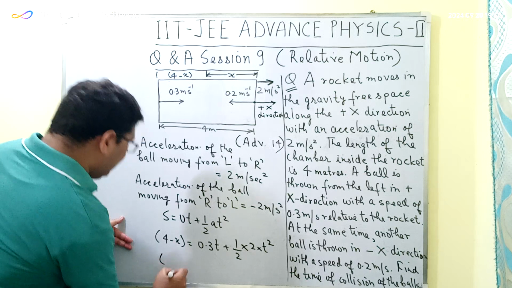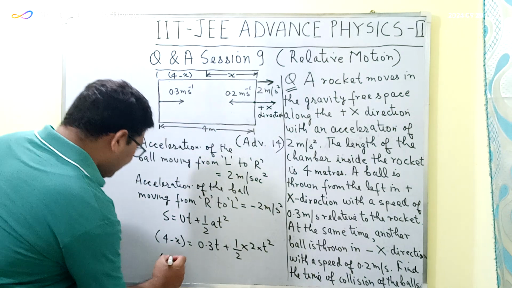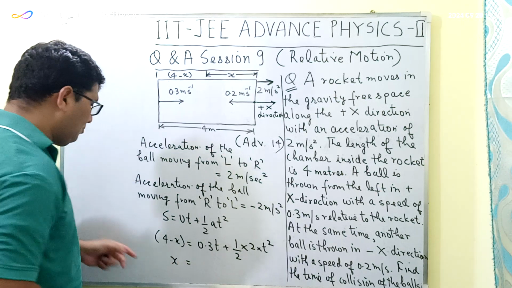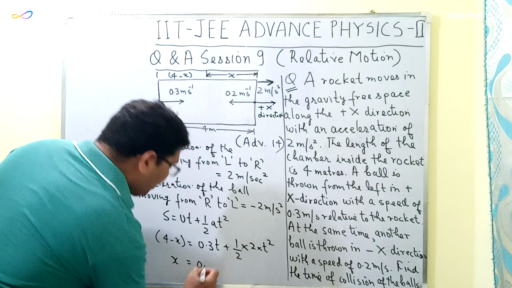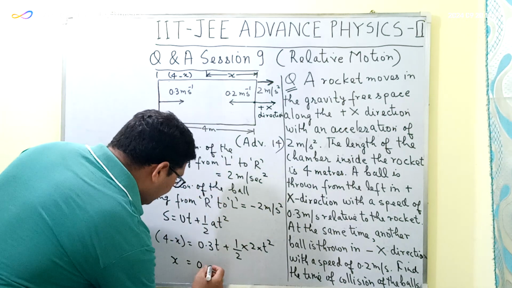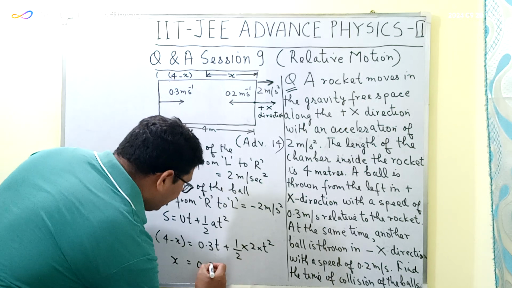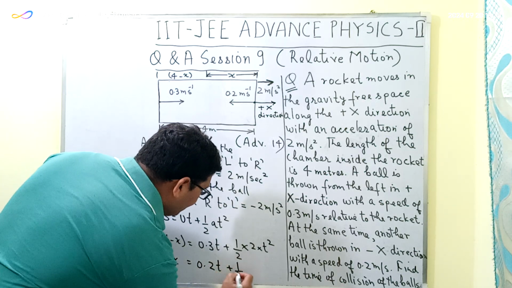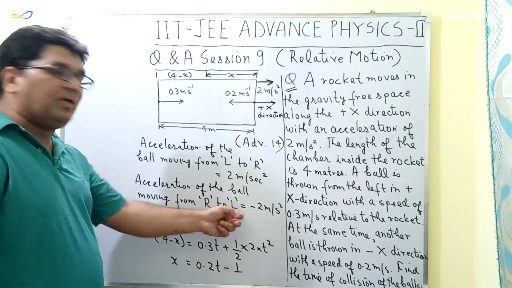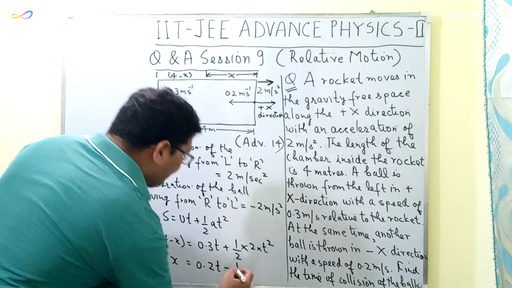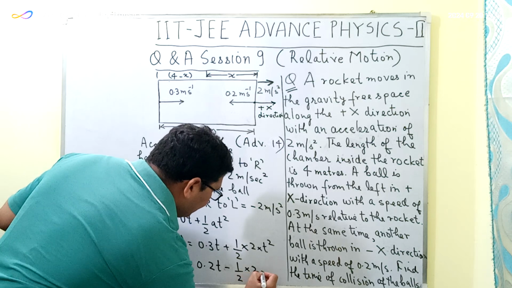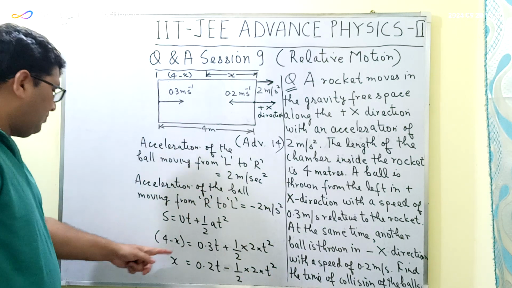Similarly, for the ball which is moving from right to left, the equation of motion will give us another equation. The speed of the ball moving from right to left in the negative x direction is 0.2 meter per second. So x is equal to 0.2 t plus half. Sorry, this will be minus, because the acceleration of the ball moving from right to left in the negative x direction is equal to minus 2 meter per second square. So x is equal to 0.2 t minus 1 by 2 into 2 into t square. These are the two equations which we have got.